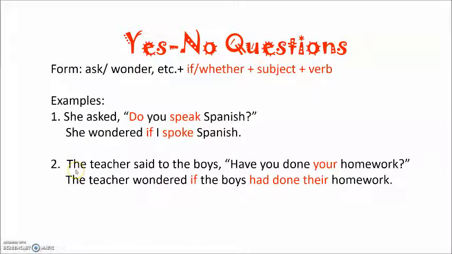Here's another example. The teacher said to the boys, "Have you done your homework?" When we report it, we use if because it's a yes or no question. And we went from have done, which is the present perfect, to had done, which is the past perfect. Of course, we changed the pronouns as well, from your to their. So now the sentence reads, the teacher wondered if the boys had done their homework.